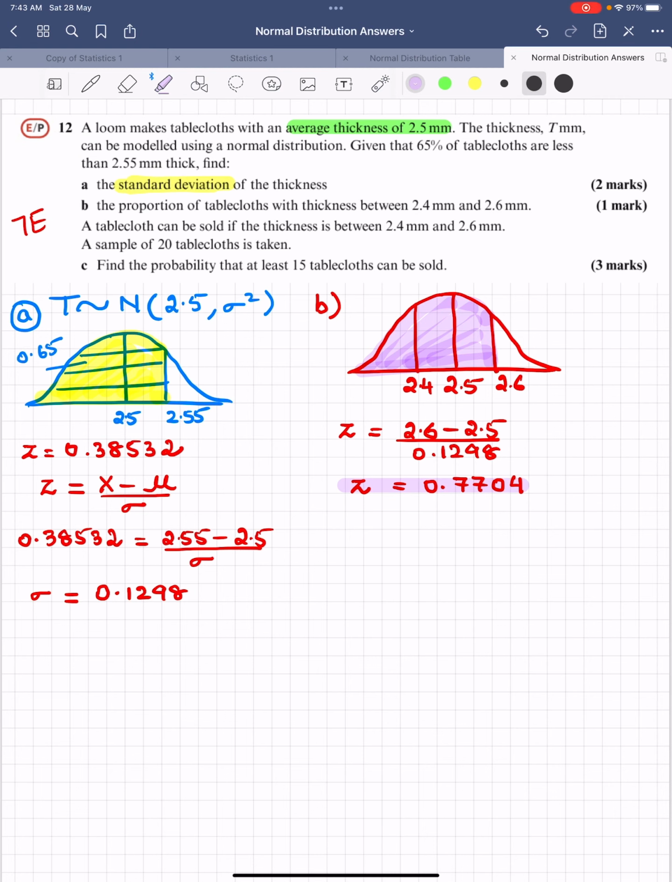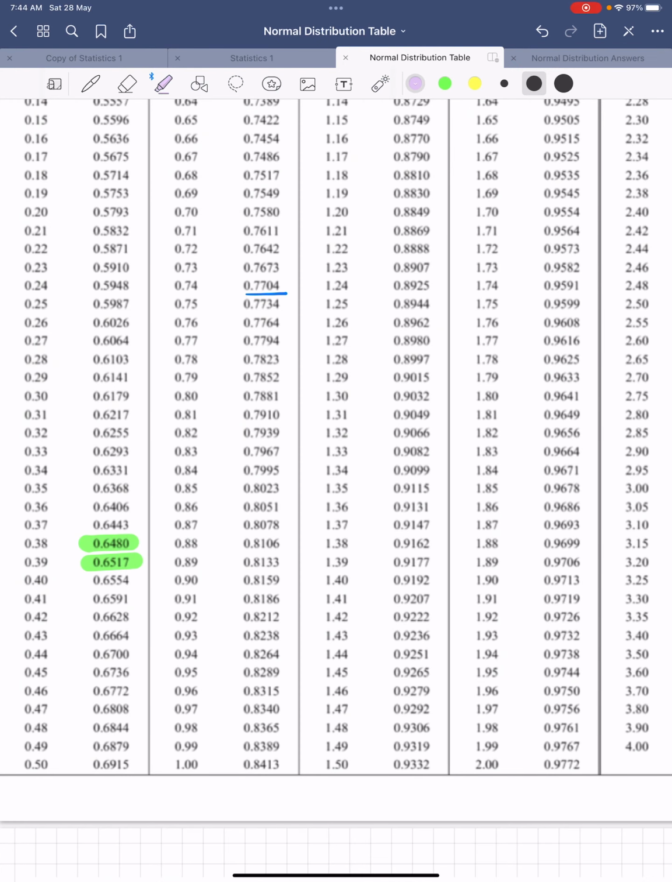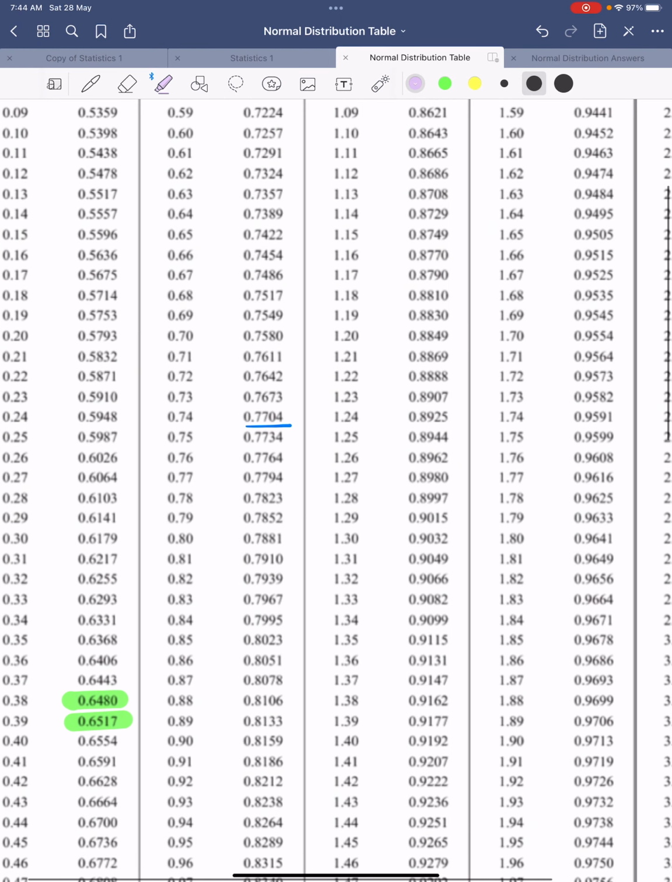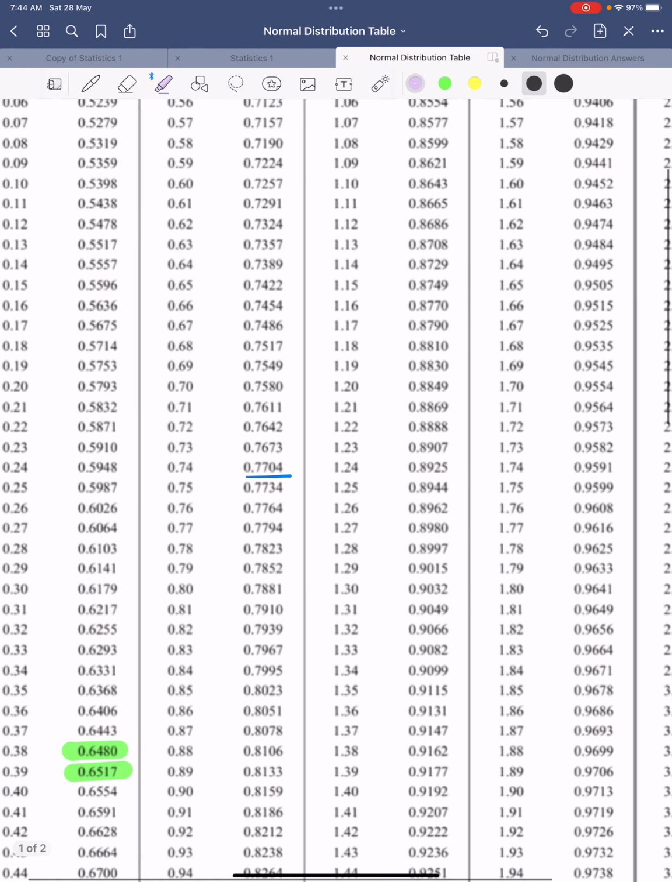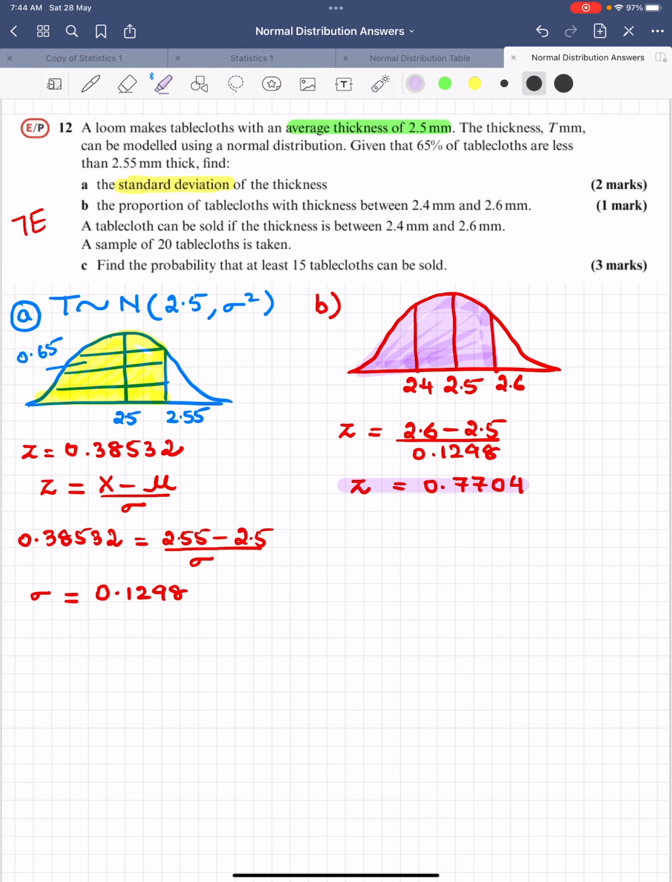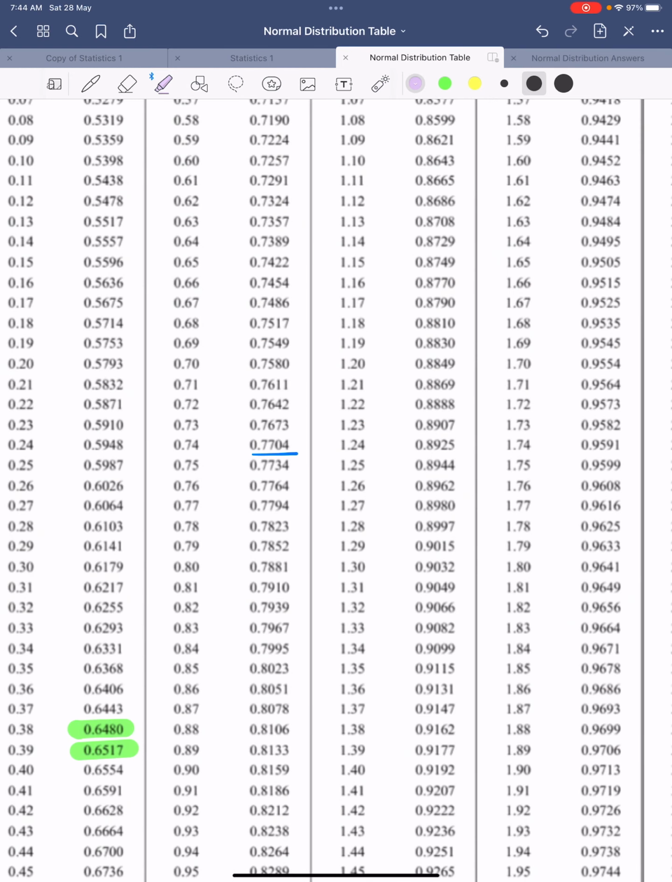0.7704, we need the probability. So 0.7704, this is the z value, so we will check the z value of 77. So it's here, 77, and the corresponding probability is 0.7794. This is the probability.